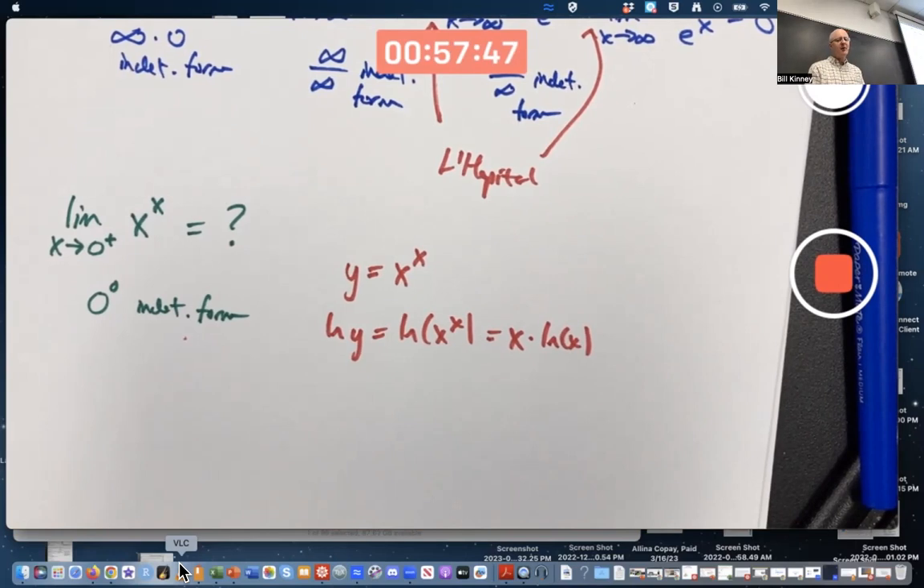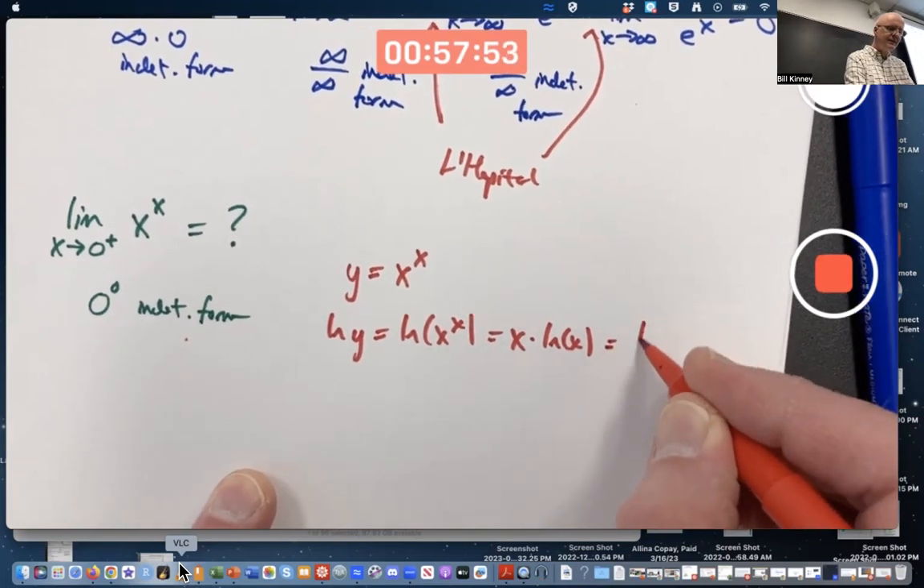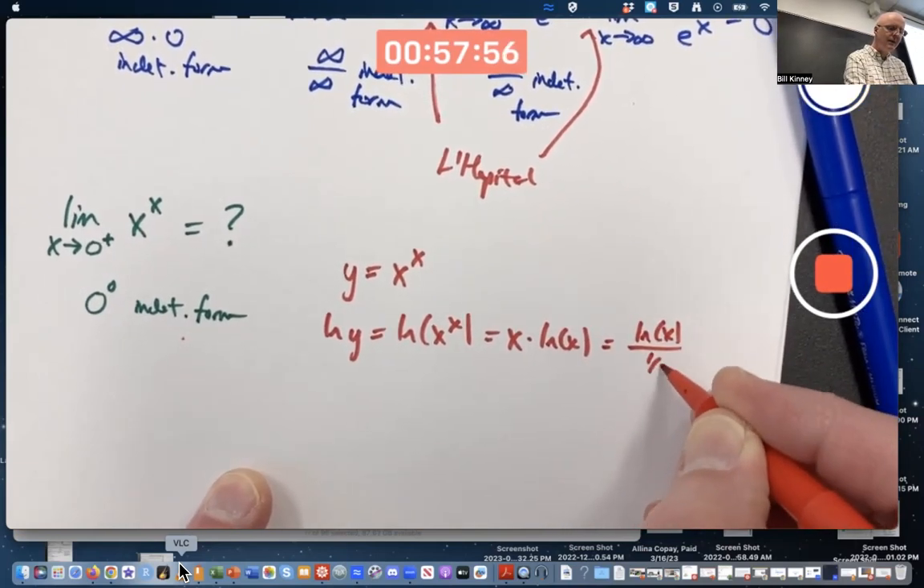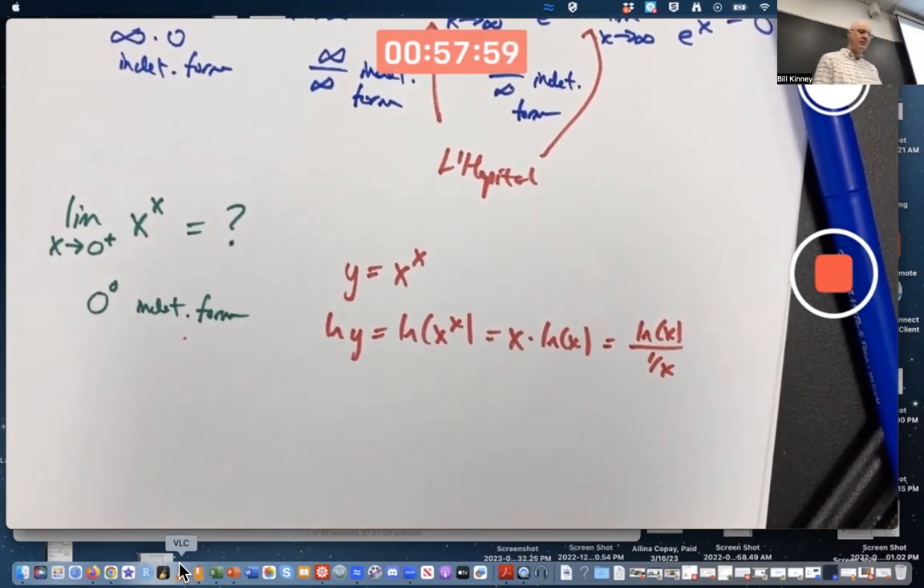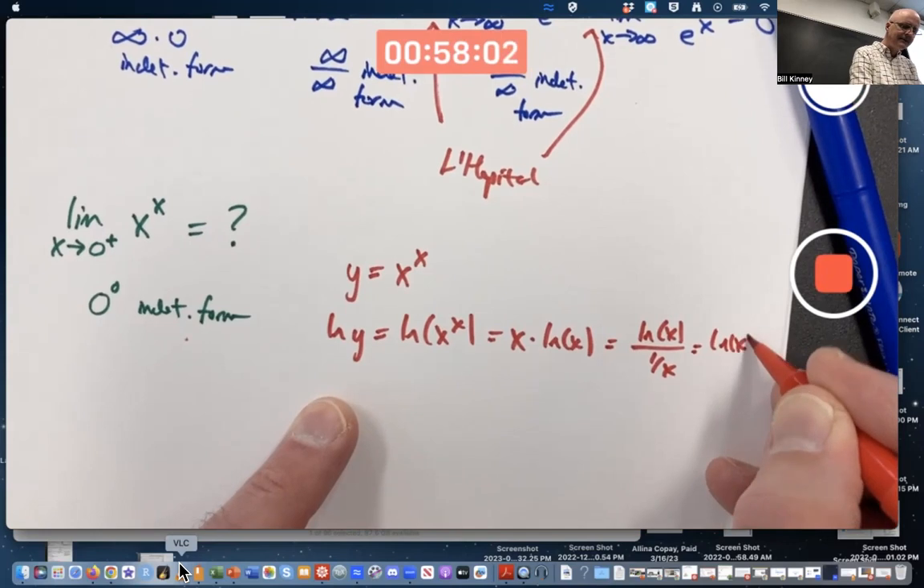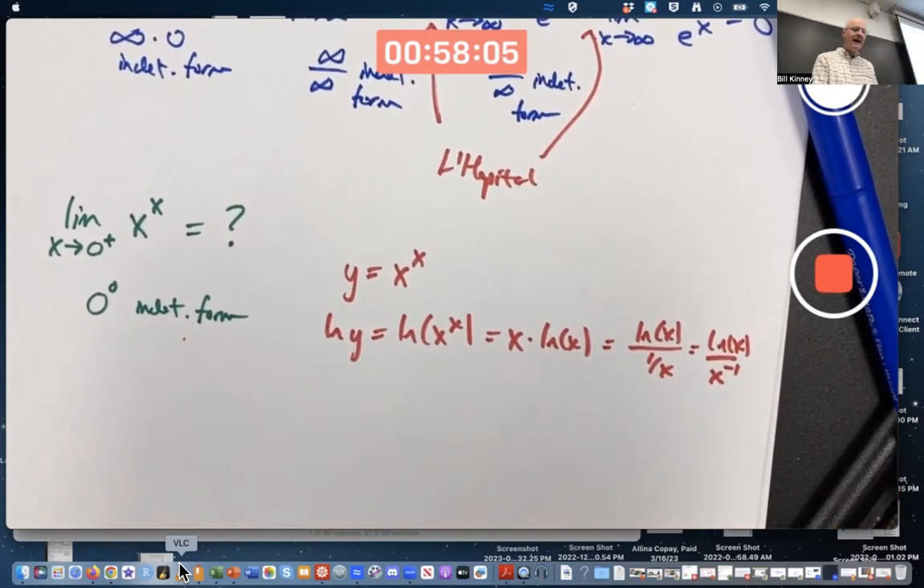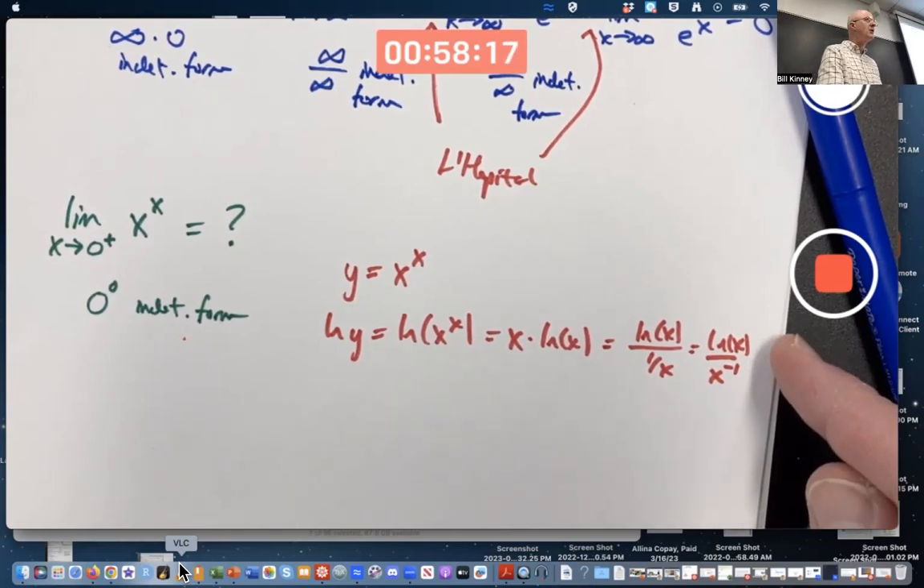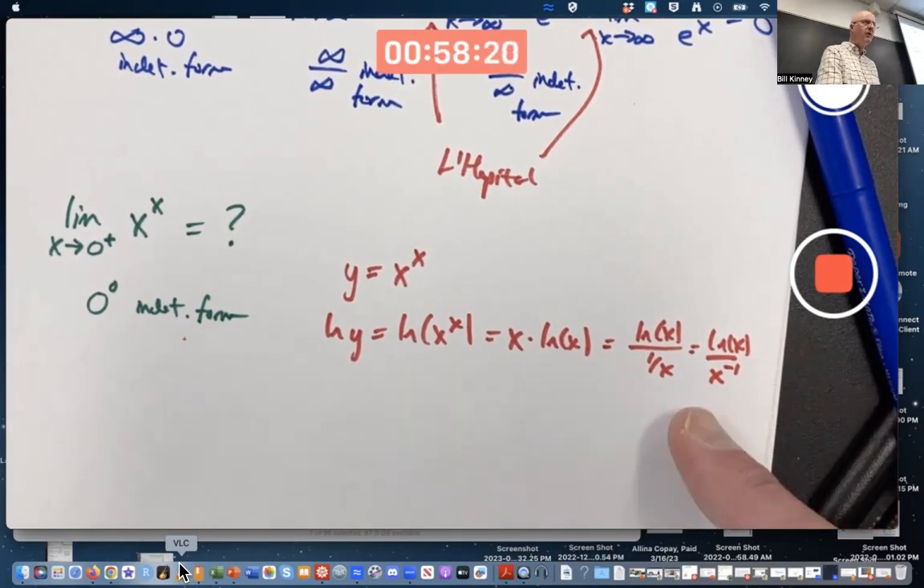And, well, that's not a fraction, but through a little trickery, I can write that as a fraction, ln of x divided by 1 over x. How about that? Or if you prefer, ln of x divided by x to the -1 power. That's the natural logarithm of my original function. And that's a fraction, and as x goes to 0 from the right, ln of x would go to minus infinity, and 1 over x would go to plus infinity. This is like a minus infinity over a plus infinity indeterminate form as x goes to 0.